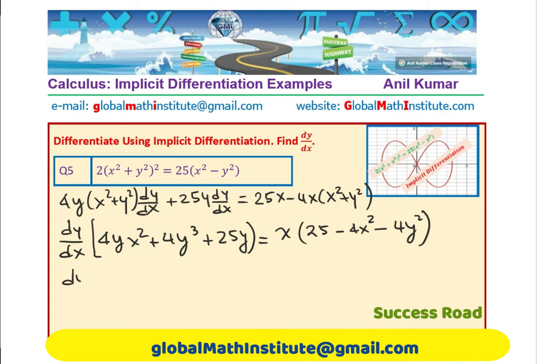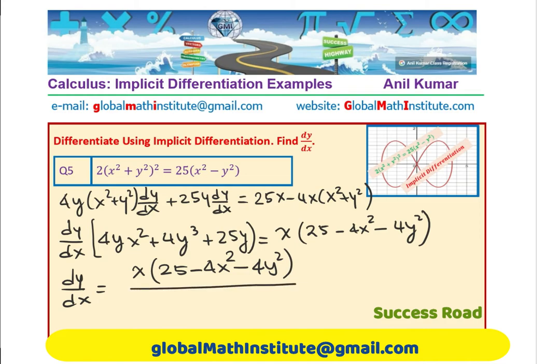And now we can write down dy/dx as equal to the ratio of x times (25 minus 4x squared minus 4y squared) over all this, which is 4yx squared plus 4y cubed plus 25y. You see that? The solution is easy to understand.